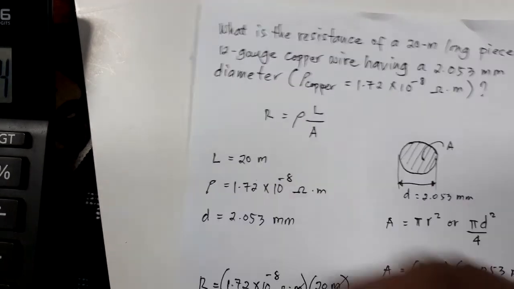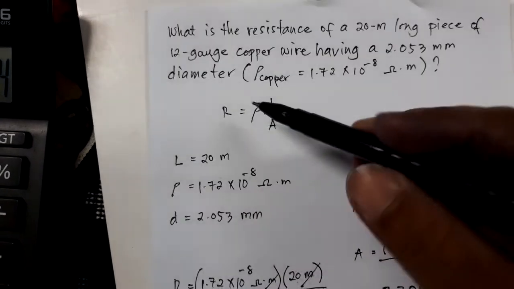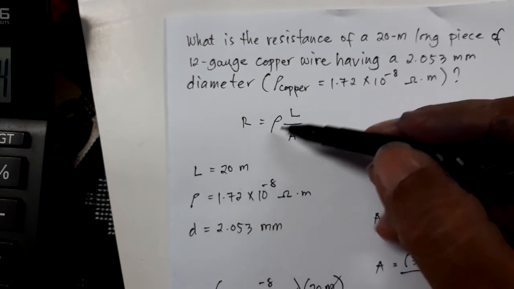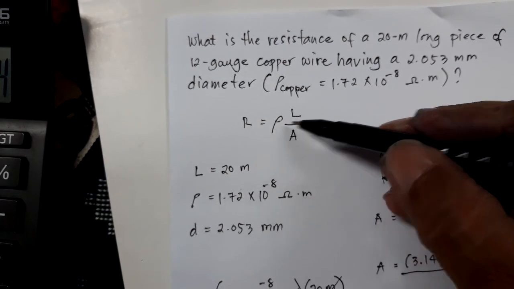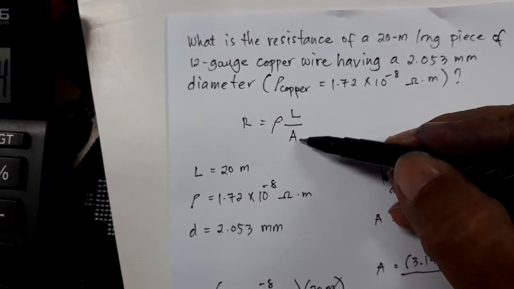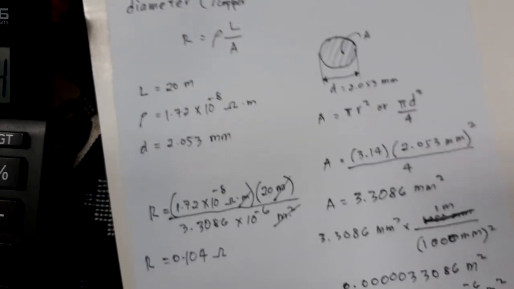So this is how we compute using this formula: resistance equals the resistivity times the length divided by the area. I hope it's clear.